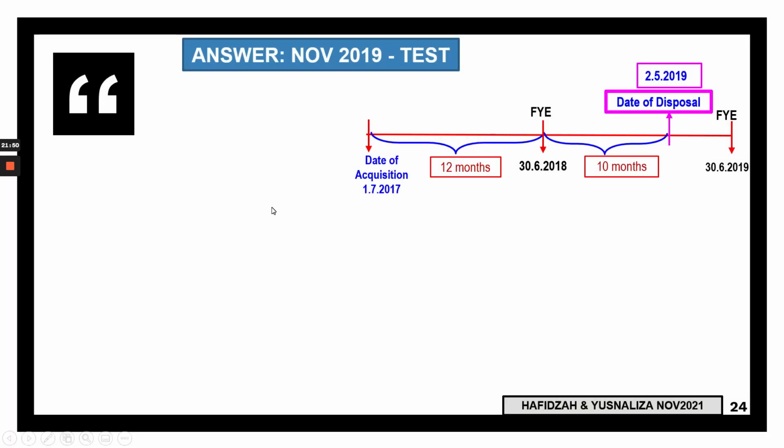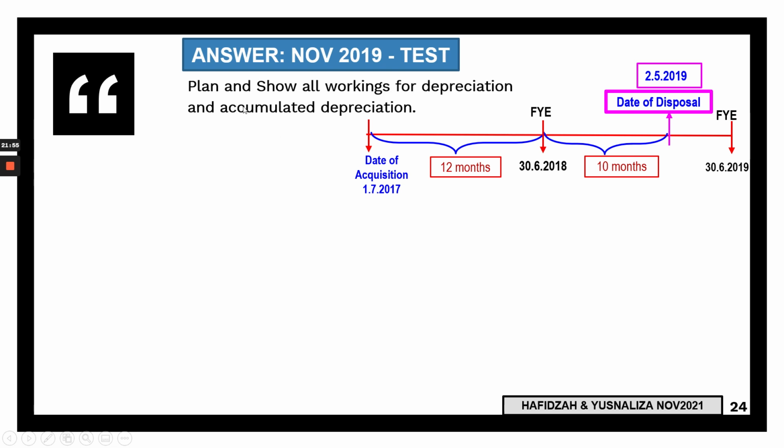Let's look at the answer for the journal entries. Before that, let us work out things for depreciation. You need to plan and show all workings for depreciation and accumulated depreciation. Here, I've already drawn a timeline for the date of acquisition of the motor vehicle that was disposed. Remember, it was 1st of July 2017. And then it was disposed here, on 2nd of May 2019. It has been with the company for 22 months, and after 22 months, the motor vehicle was disposed.